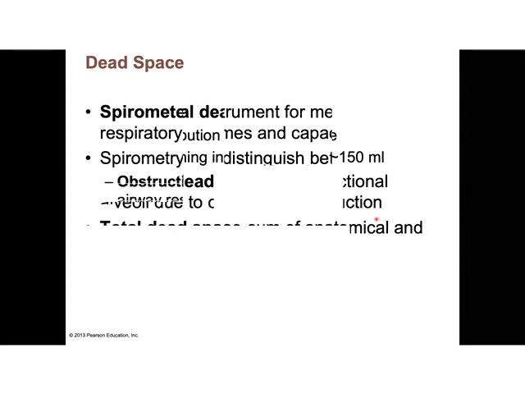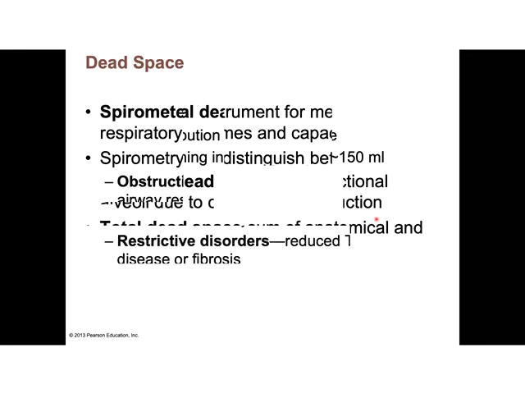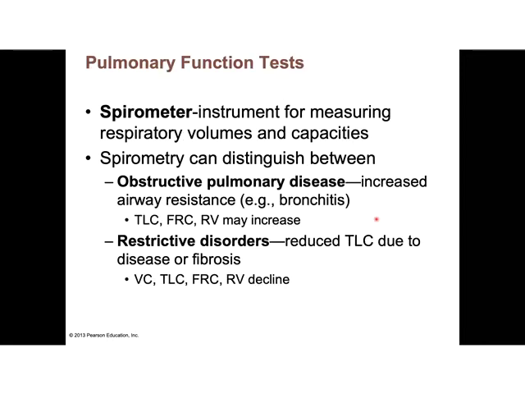The spirometer is just the instrument used to determine these things. There are different kinds of spirometers. There are digital spirometers, there are dry spirometers. The one I described is an old-fashioned wet spirometer. And they're there to differentiate between obstructive and restrictive disorders.